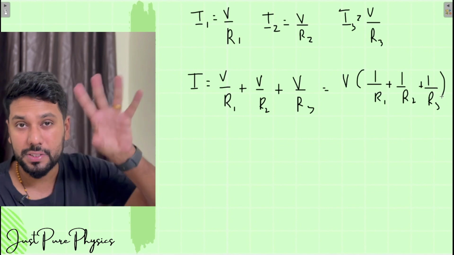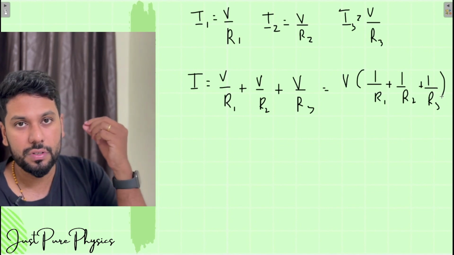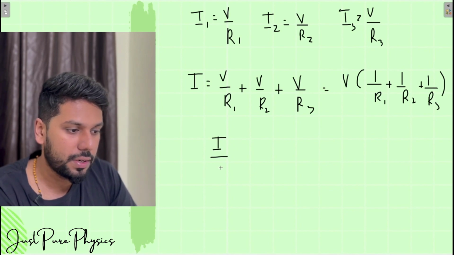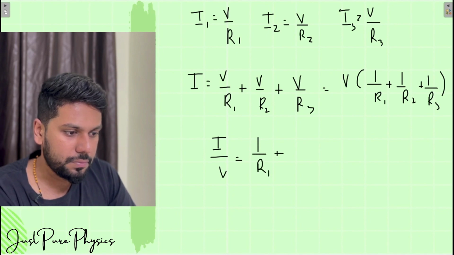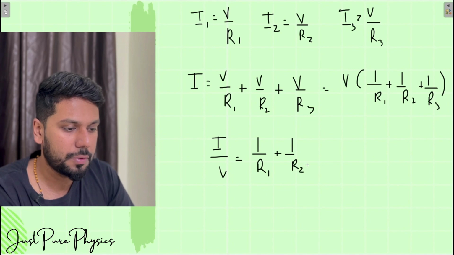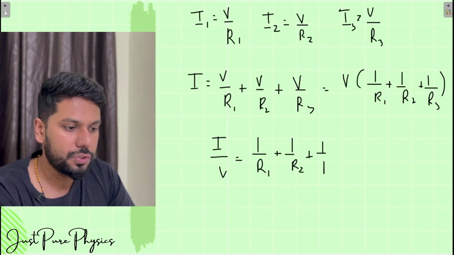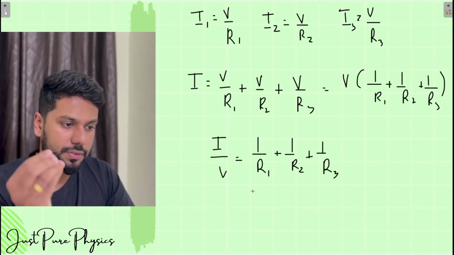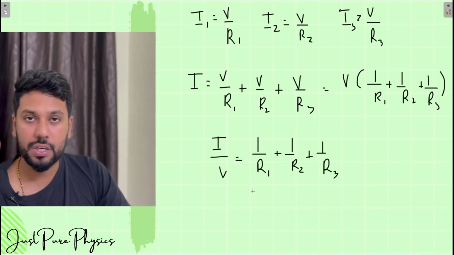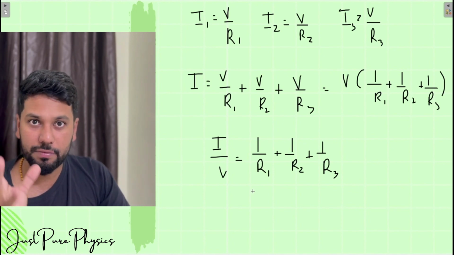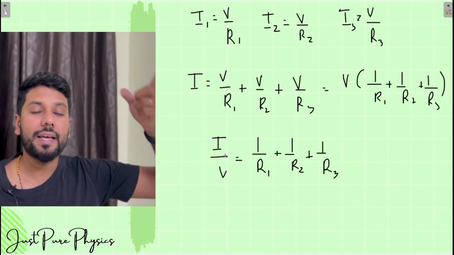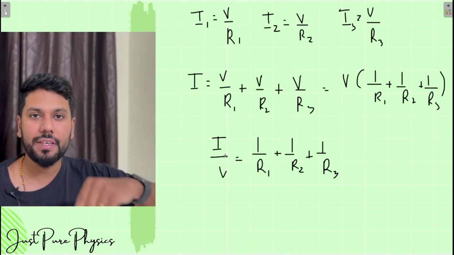Simple mathematics. If you don't understand the mathematics, it's very difficult. Do not do physics without understanding mathematics. Warning. Now I have I by V is equal to 1 by R1 plus 1 by R2 plus 1 by R3. Your understanding should be perfect. Do not have a wavering understanding of the subject. If you do not have the perfect understanding, you are not going to prosper in physics. So I by V is also 1 by R, because we saw that V by I is R.